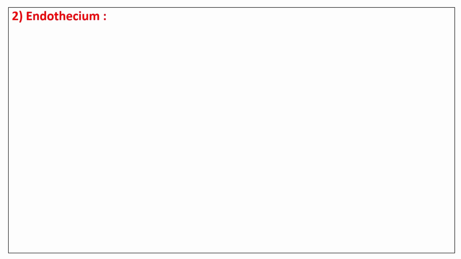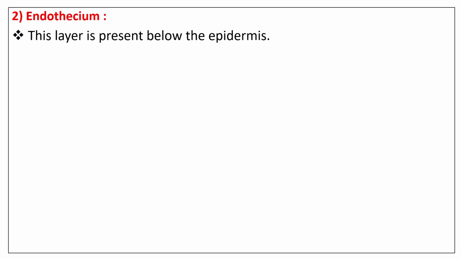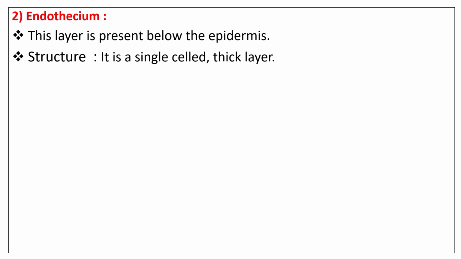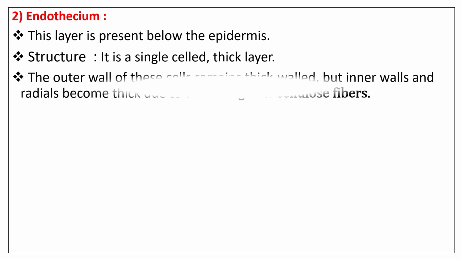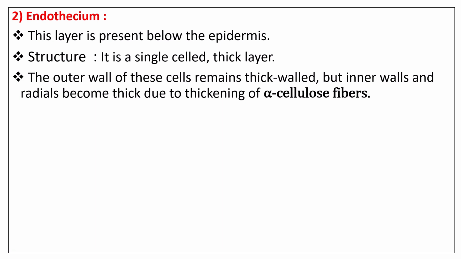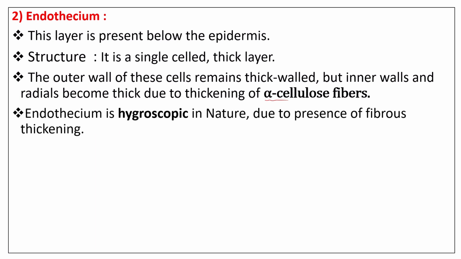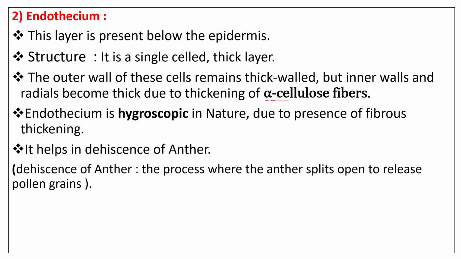2. Endothecium. This layer is present below the epidermis. Structure. It is a single-celled, thick layer. The outer wall of these cells remains thin-walled, but inner walls and radials become thick due to thickening of alpha-cellulose fibers. Endothecium is hygroscopic in nature due to presence of fibrous thickening. It helps in dehiscence of anther. Dehiscence of anther means the process where the anther splits open to release pollen grains.